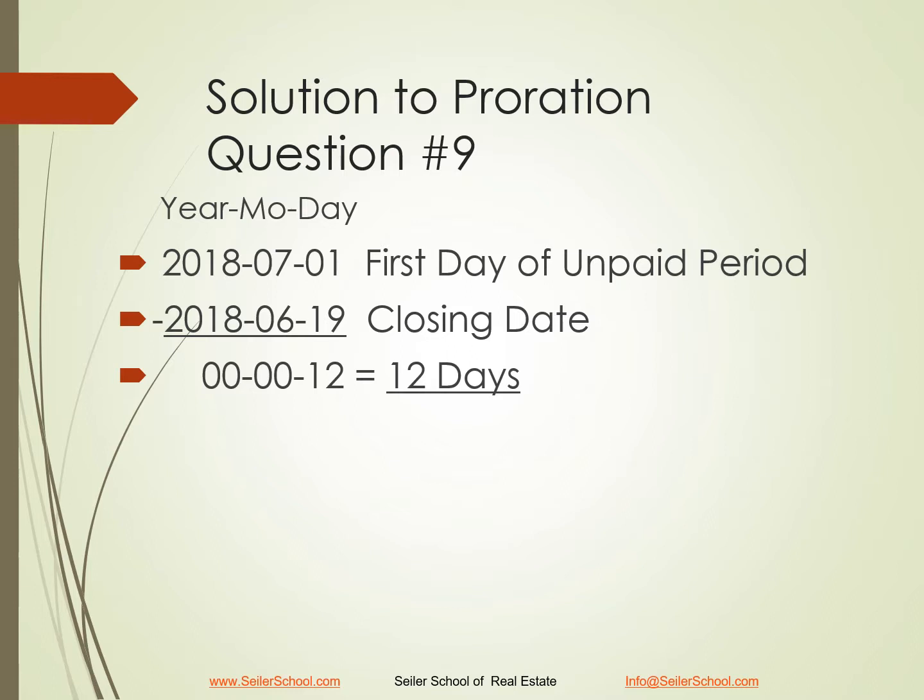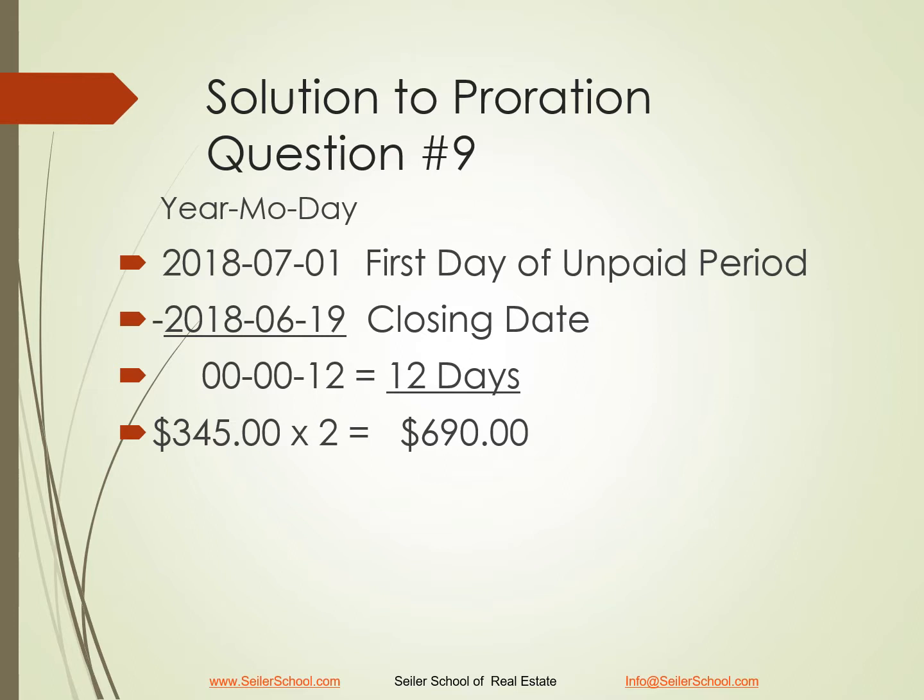In the day column, we can't subtract 19 days from one day. So we go over to our month column, which is currently a 7. We're going to borrow a month, so that 7 changes to a 6. We add the 30 days that we borrowed to the 1. We get 31 minus 19 is 12 days. Now the month has changed from a 7 to a 6. 6 minus 6 is 0. 2018 minus 2018 is 0. So we end up with just 12 days of prorations.